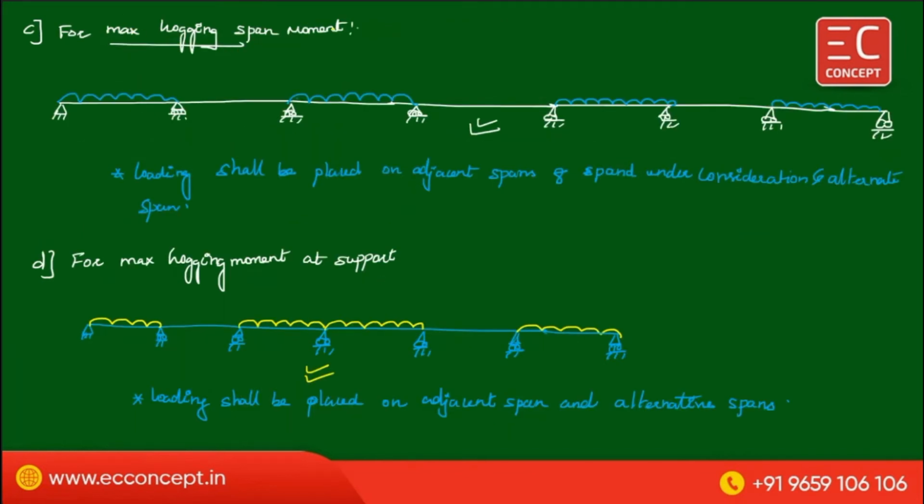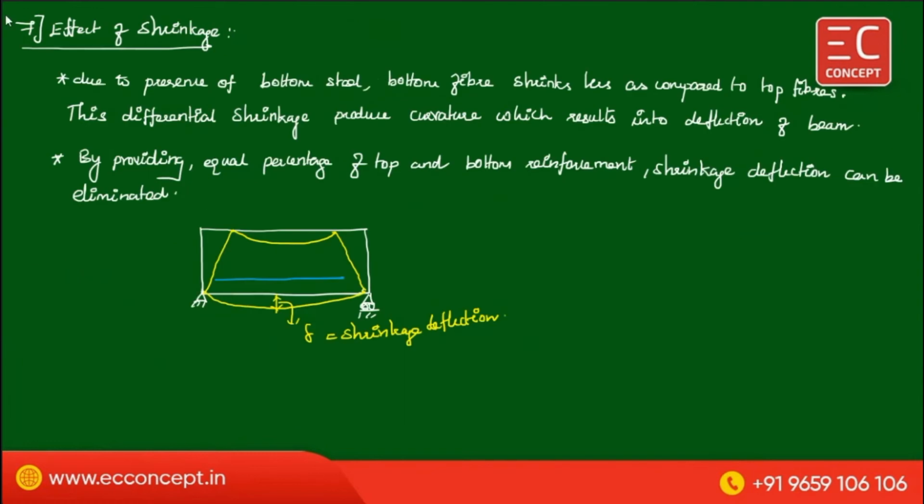for maximum hogging span moment, suppose you want a maximum hogging span moment at this point, you don't apply the load at this point, and keep the load on the alternate spans. Suppose you want maximum hogging moment at the support, then keep the load on the spans adjacent to the support and on alternate spans. So these four cases are very, very important. Keep them in mind. Seventh one is the effect of shrinkage.